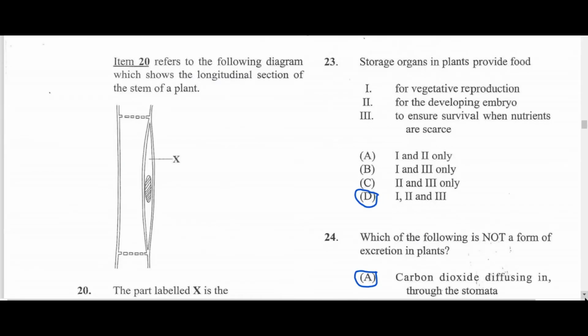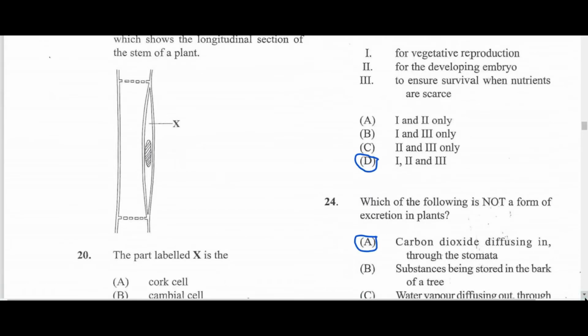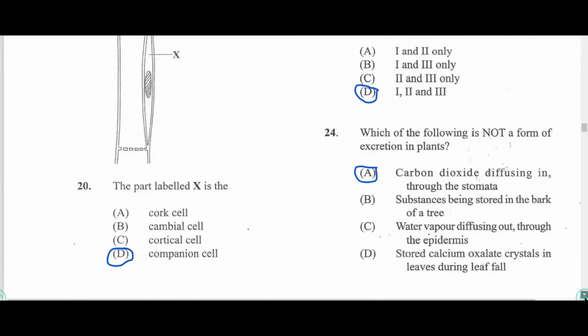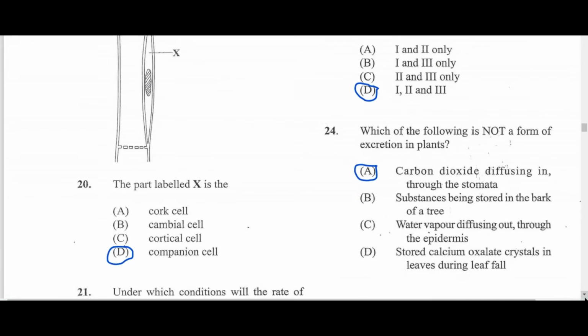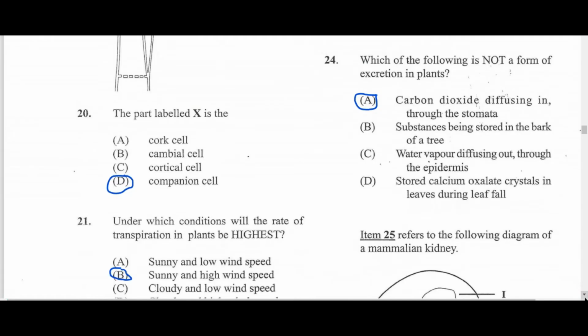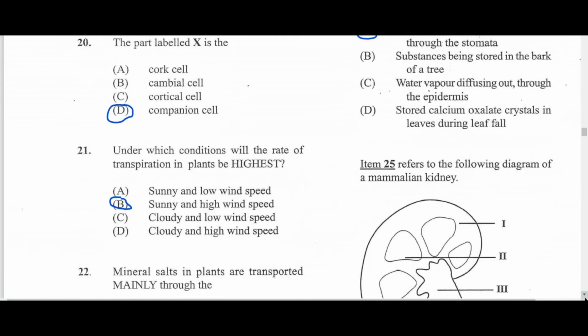20 refers to the following diagram, which shows the longitudinal section of a stem of a plant. Now, the part labeled X is the companion cell, and the companion cell is of course found in the phloem. Alright, so that again is a pretty easy one for most persons.